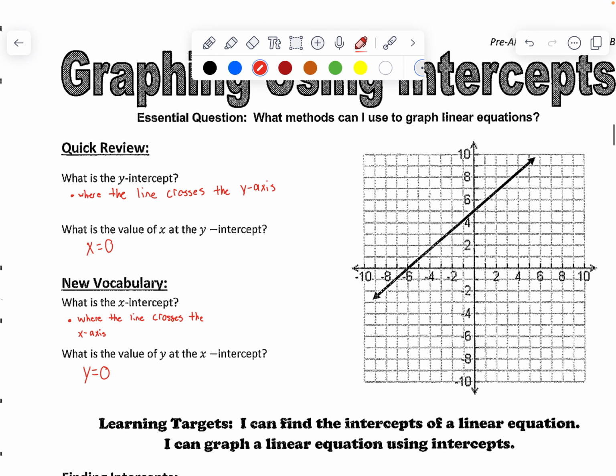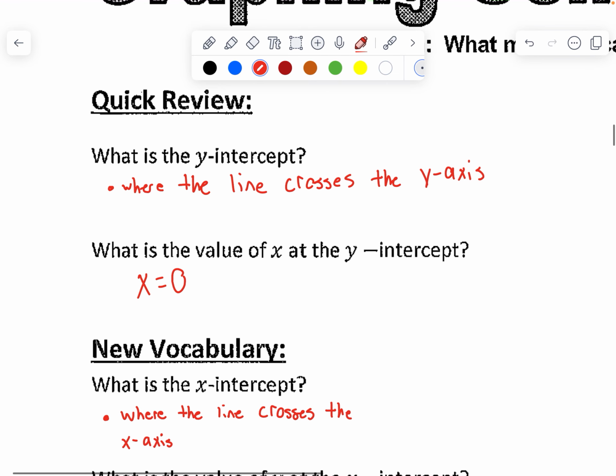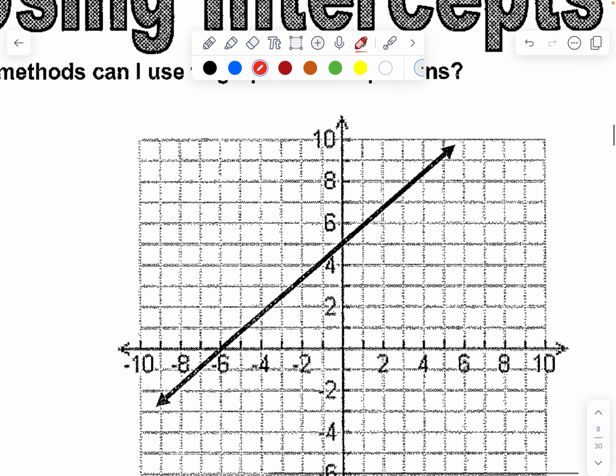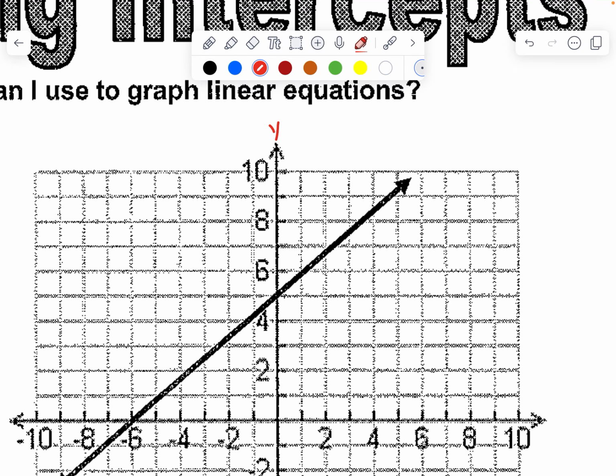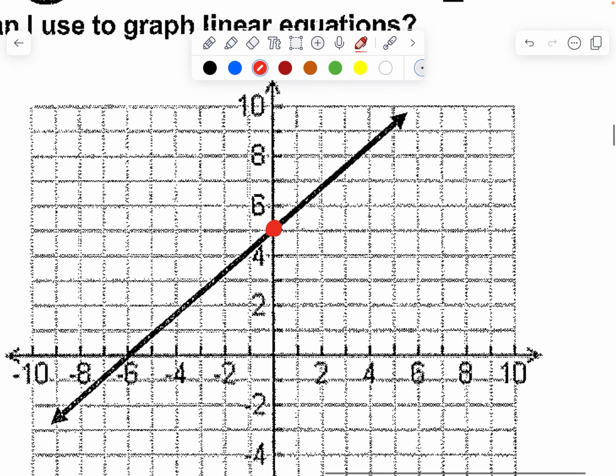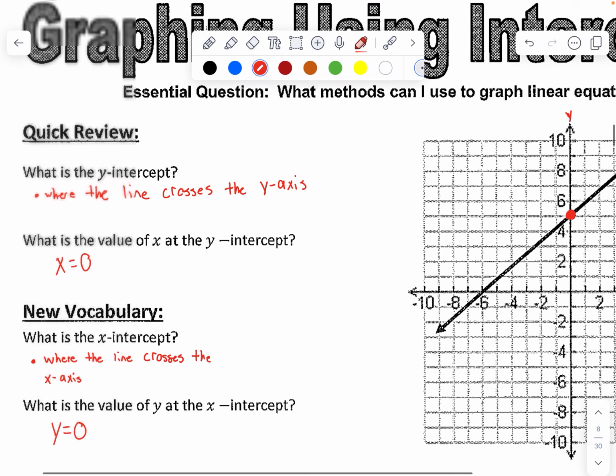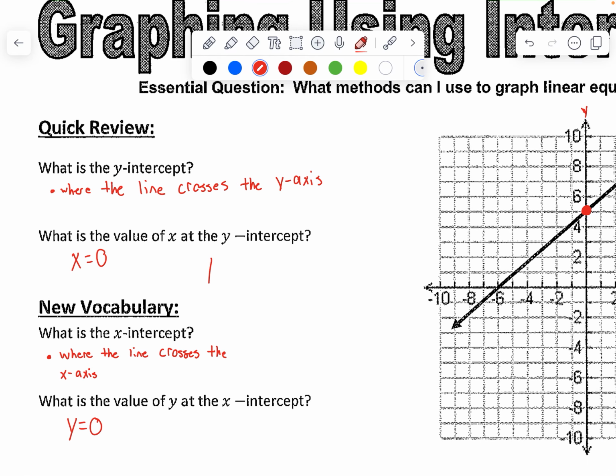So some quick review. The y-intercept is where the line, or where the graph, or where your equation crosses the y-axis, and the value of x at the y-intercept is 0. So if we look here on this problem, again the y-axis is the vertical one here. This is our y-axis. So where our line crosses through the y-axis is right there at 5. And as you can see on the x-axis, it is at 0 on the x-axis.